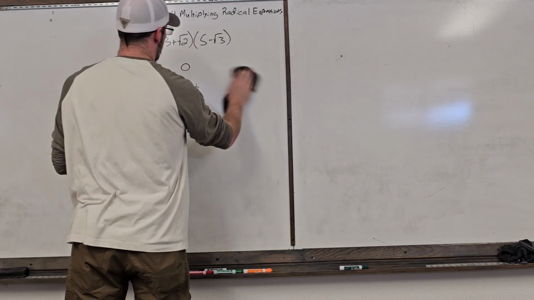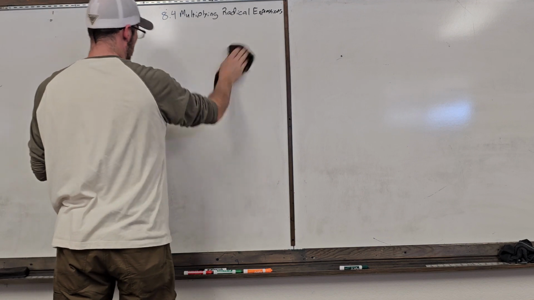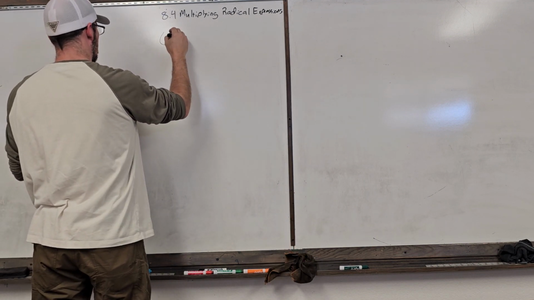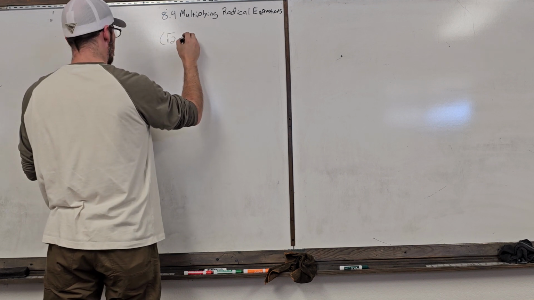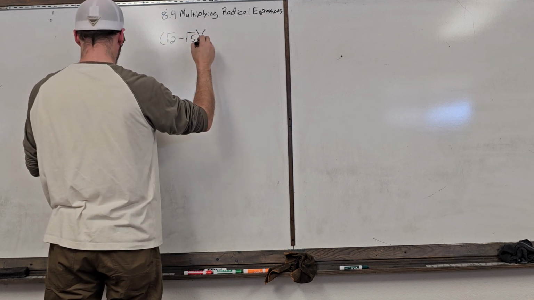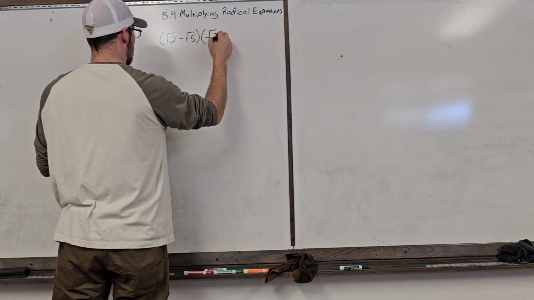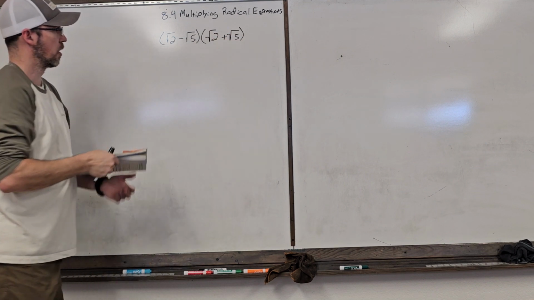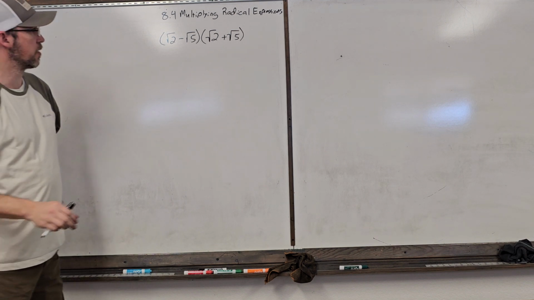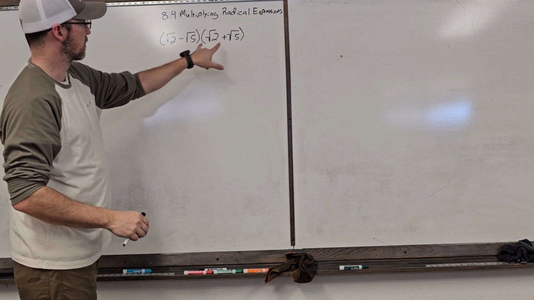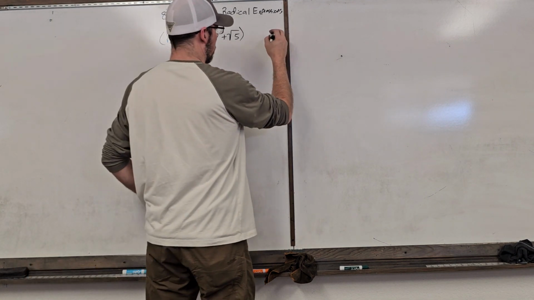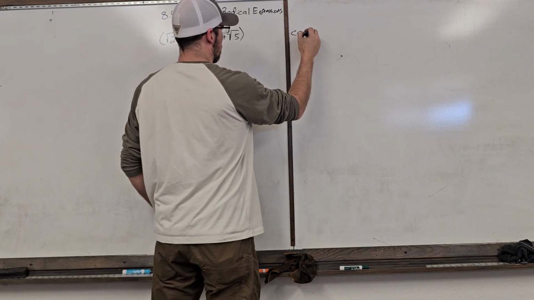Let's look at, you've seen these before too. Let's look at one like the square root of 2 minus the square root of 5, times the square root of 2 plus the square root of 5. Alright, we talked about these when we were multiplying binomials. They're exactly the same except for the sign in the middle is different. Those are called conjugates.